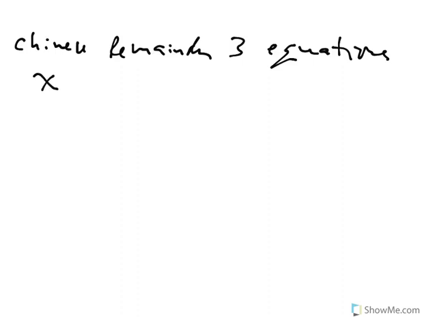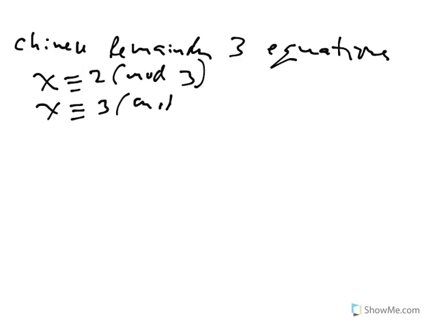Chinese remainder theorem with 3 equations is more complicated than for 2. Here I'm looking for a number that when I divide by 3 I get remainder 2. Same number when I divide by 5 I get remainder 3. Same number when I divide by 7 I get remainder 2. And this is actually the actual question that they wrote about in ancient China.